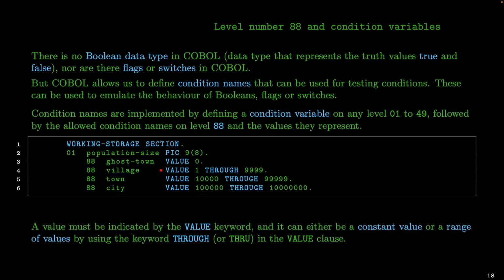So here we use the value clause with the through keyword to indicate a range of values. And if population size has a value in this range, then the village condition is true and the other conditions are false. So we must use this value keyword to indicate the values, and we can have a constant value here, or as I said, use through to define a full range.